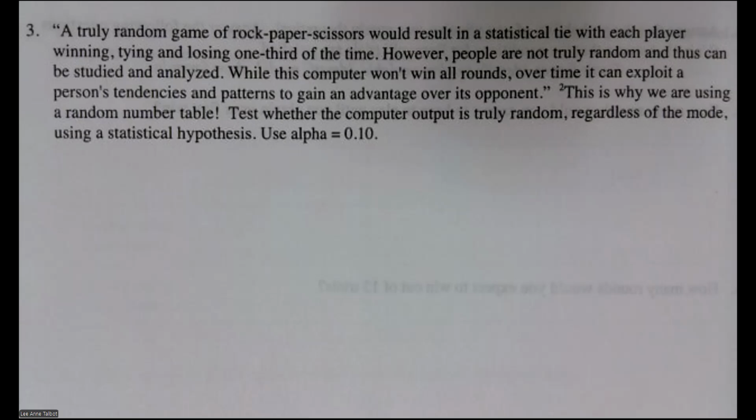A random game of rock, paper, scissors would result in a statistical tie, with each player winning one third of the time and losing one third of the time. However, people are not truly random and thus can be studied and analyzed. While this computer won't win all rounds, over time it can exploit a person's tendencies and patterns to gain an advantage over its opponent. Test whether the computer output is truly random, regardless of the mode, using a statistical hypothesis test. Use alpha equals 0.6.